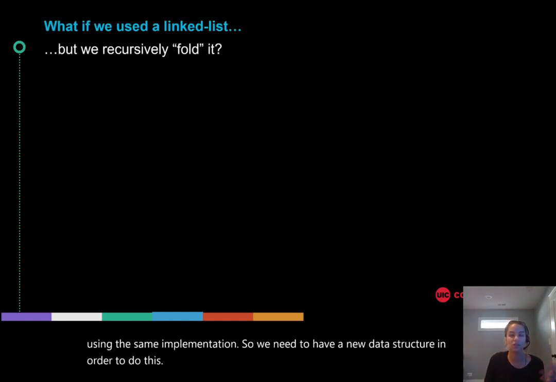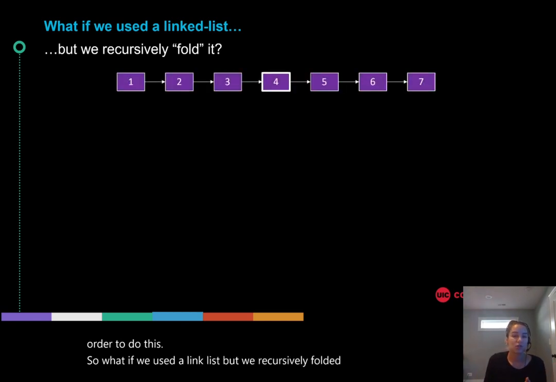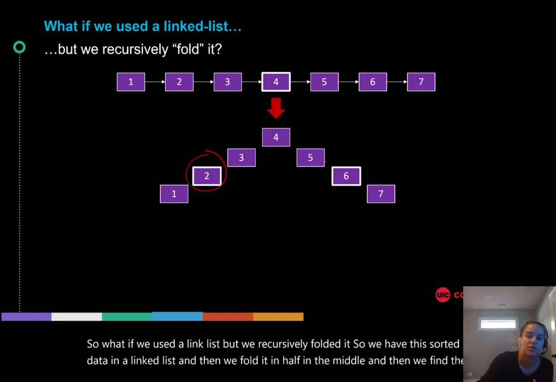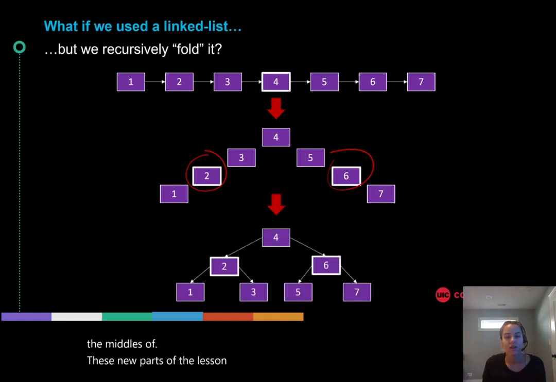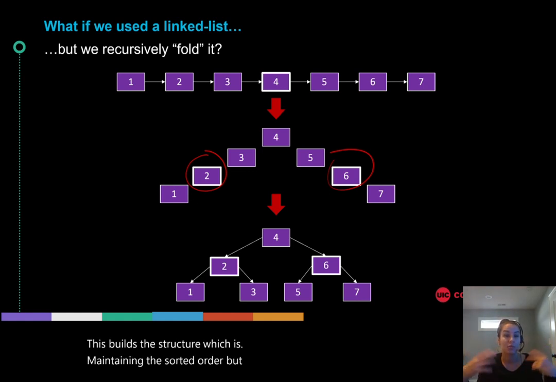So what if we used a linked list, but we recursively folded it? So we have this sorted data in a linked list, and then we fold it in half in the middle, and then we find the middles of these new parts of the list, and we fold those in half. This builds the structure, which is maintaining the sorted order, but it's linking itself together in a more efficient way.